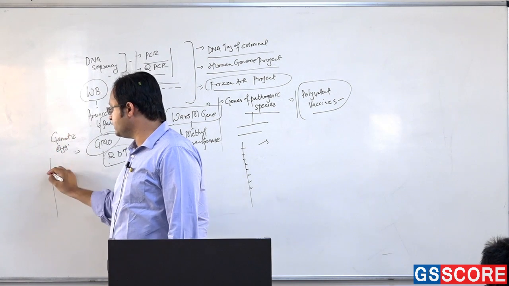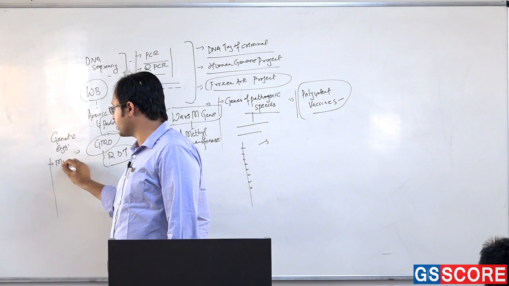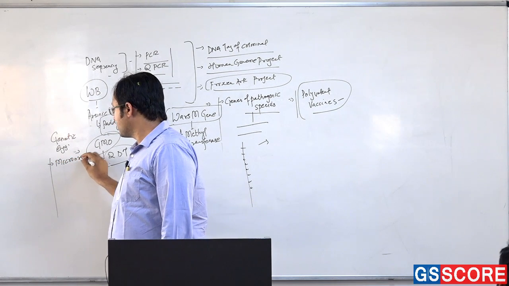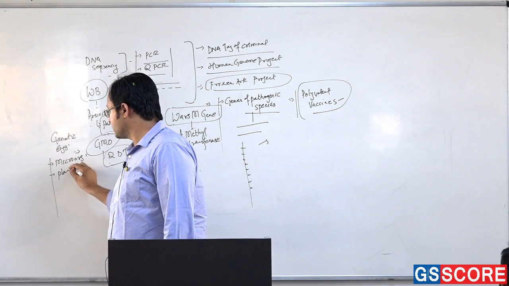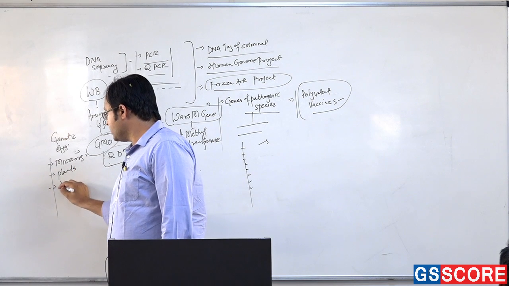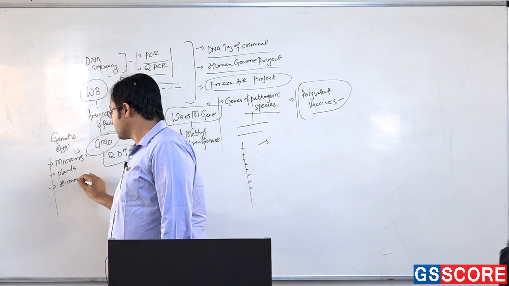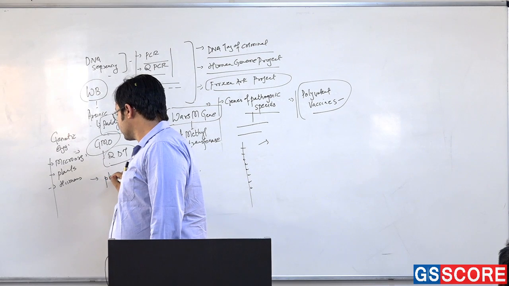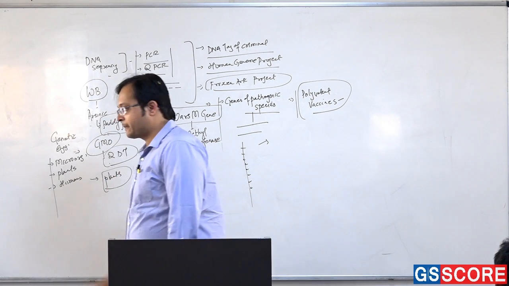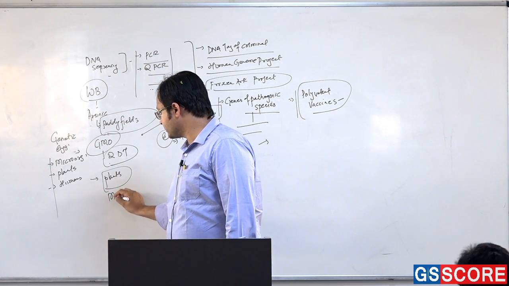In genetic engineering, genes are brought from microorganisms, from plants, from even humans into plants, or also microorganisms.